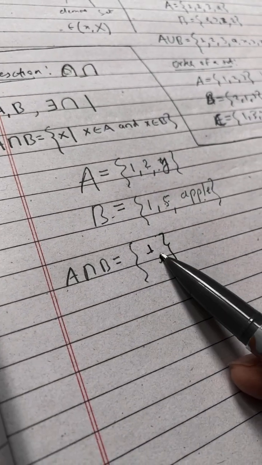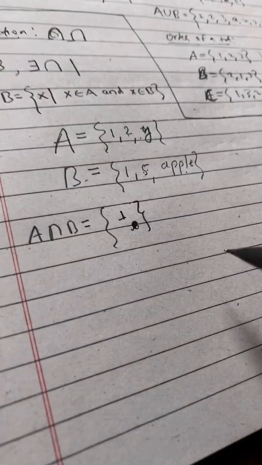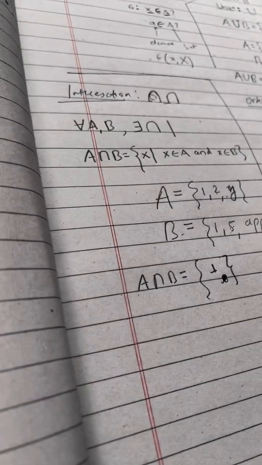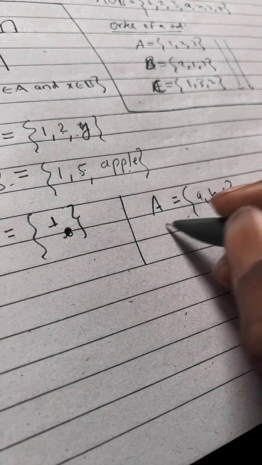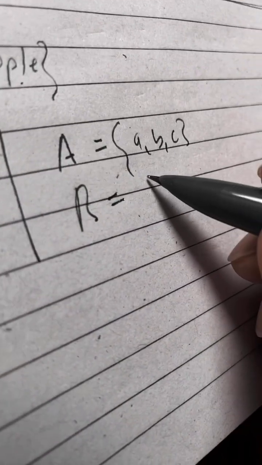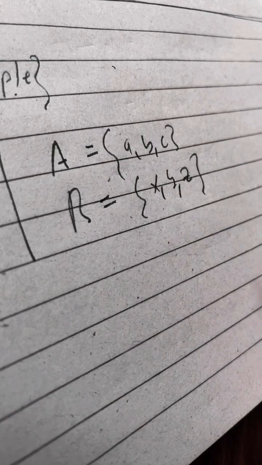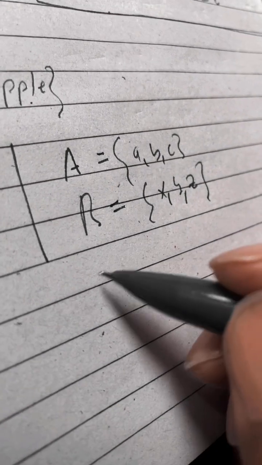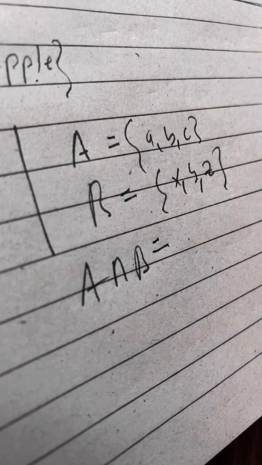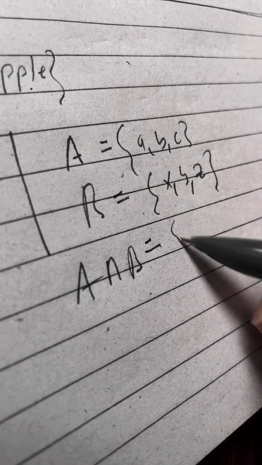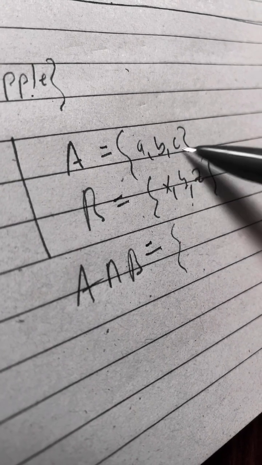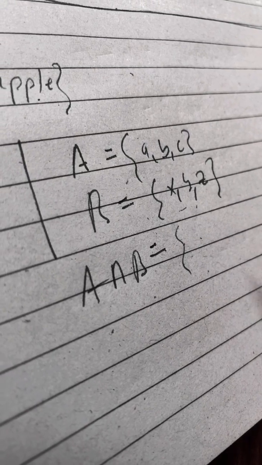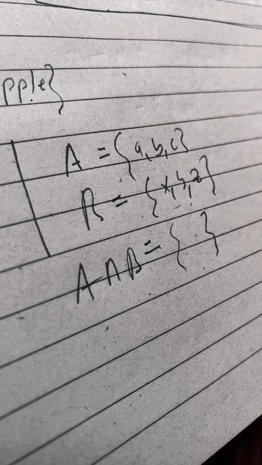A intersection B, we got 1, right? What about this one? A equal to, let's say we have A, B, C, and B equal to, let's say we have X, Y, G, right? What is A intersection B? Can you say what it is? Well, we have to choose all those elements that are in set A and set B. Anything common here? Nothing is common. So what comes here? Empty.